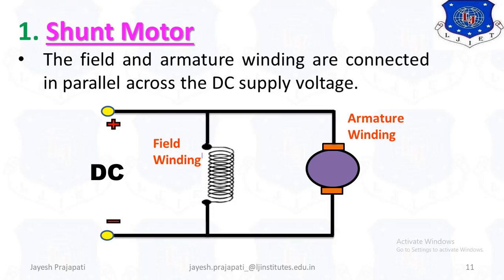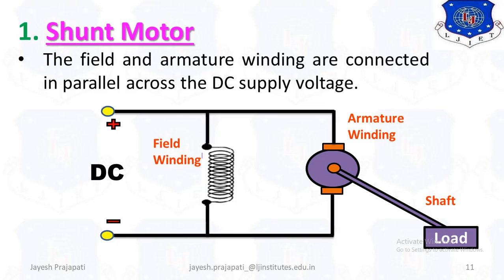Now at the center of the armature there is a shaft at which we can get output in the form of mechanical energy. Now we have to connect a load at the end of the shaft. So we have to connect this in this way.